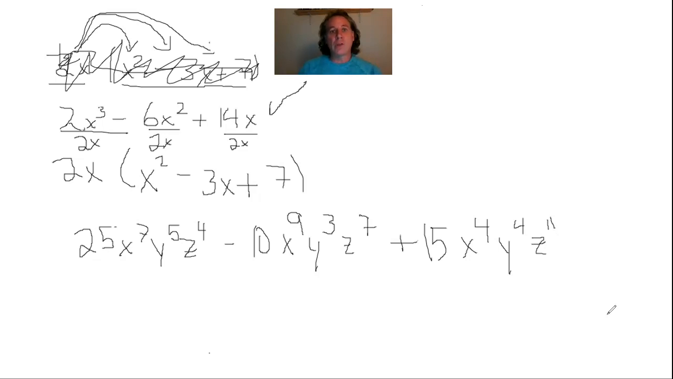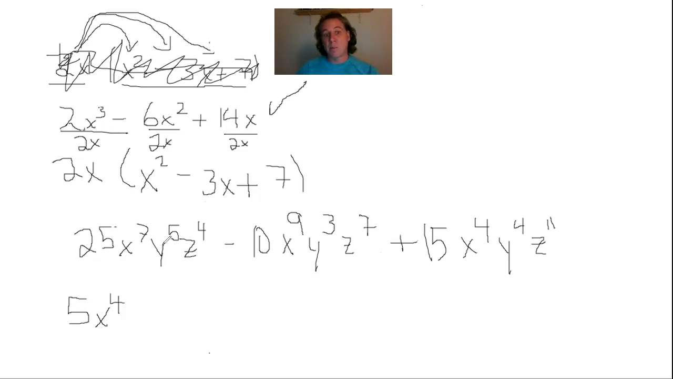So we always want to start with common factoring if we can, and common factoring is what we're doing in this video anyway. So we look to the coefficients, the numbers, and say, what's the greatest common factor between 25, negative 10, and 15? And we say, okay, 5 goes into all of those numbers. So 5 is our greatest common factor. Now we look at each variable one at a time and say, what's the minimum number of each variable between all the terms? So we look at the x's, there's 7 here, 9 here, but only 4 here. So the most we can take out is 4 x's.